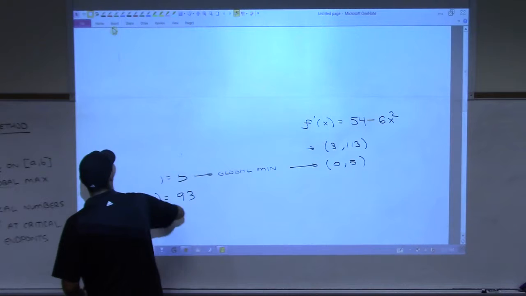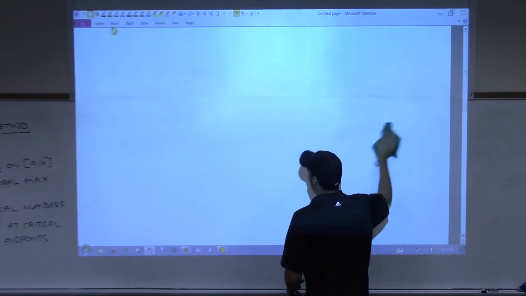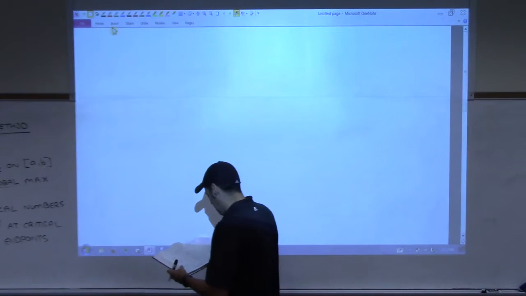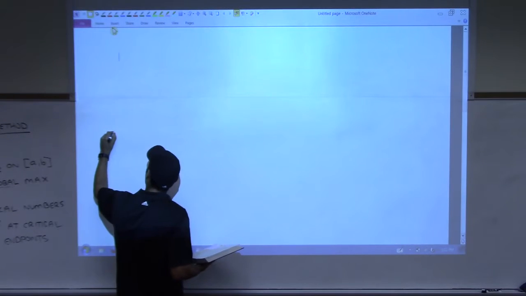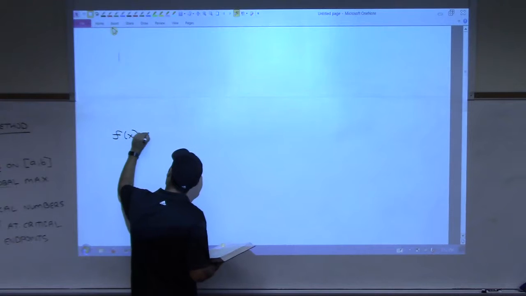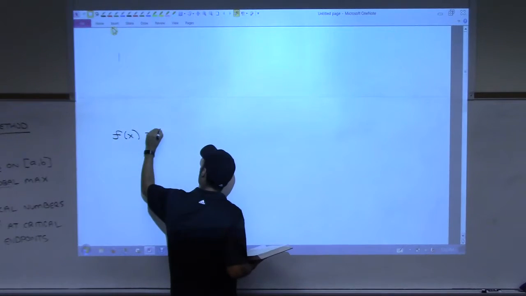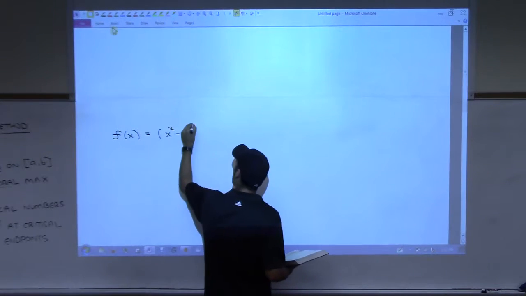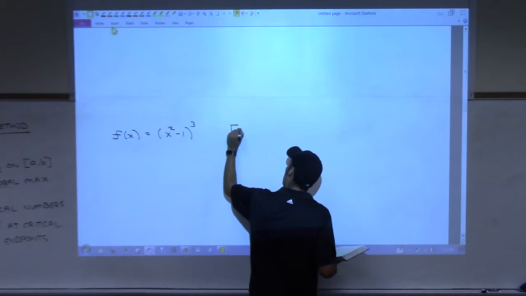I'm going to skip 40 because 40 is another polynomial. And the polynomials are just too straightforward. So let's do something more complicated. Here we go, 42. This is f of x equals, in parentheses, x squared minus 1, cubed. And this is on the interval -1, 2.